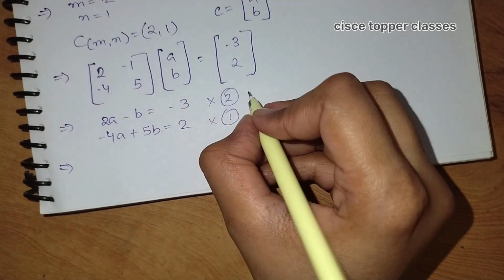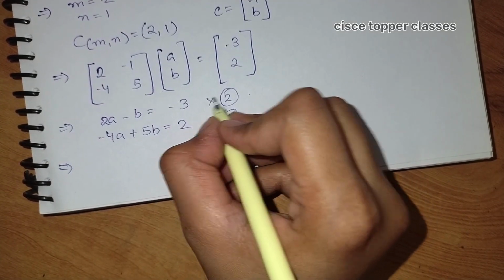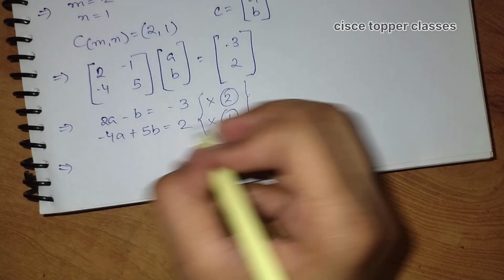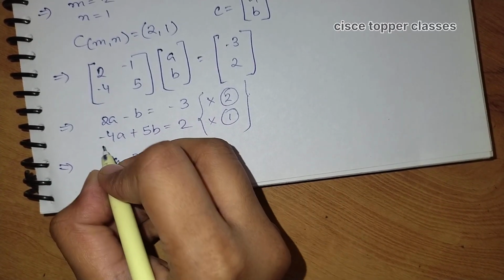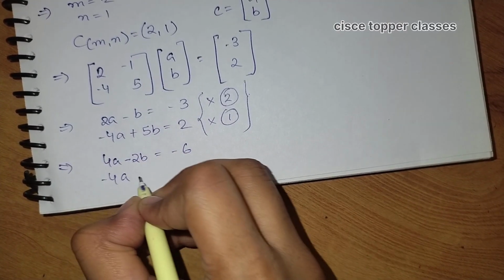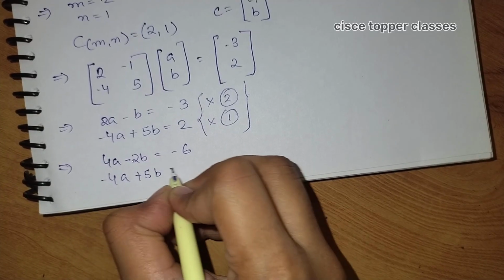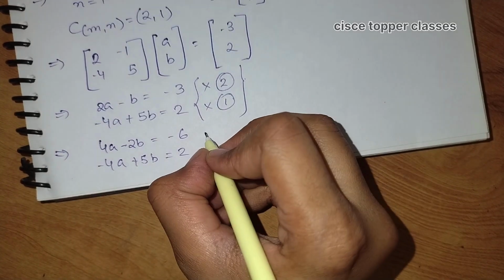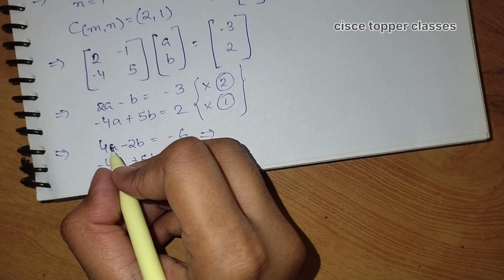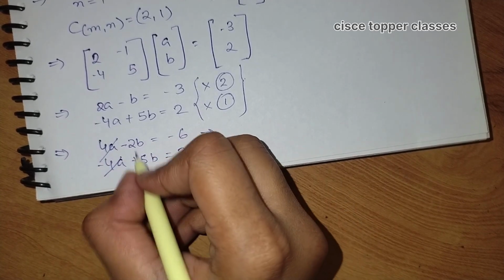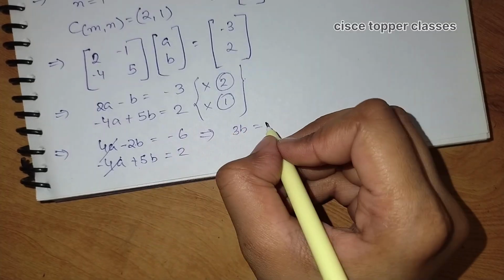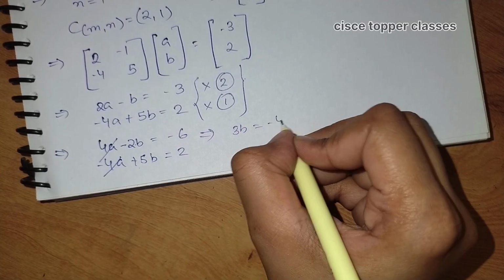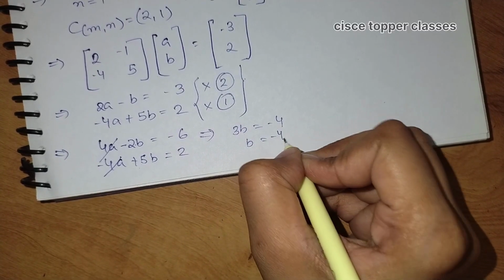So we will get, multiplying these equations by 2 and 1, 4a minus 2b equal to minus 6 and here minus 4a plus 5b equal to 2. Solving this part, adding these equations, this will be cancelled out. Here we will get 5b minus 2b as 3b equal to 2 minus 6 as minus 4, and b is equal to minus 4 by 3.